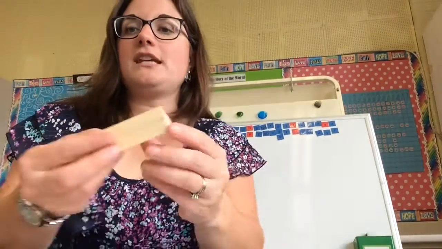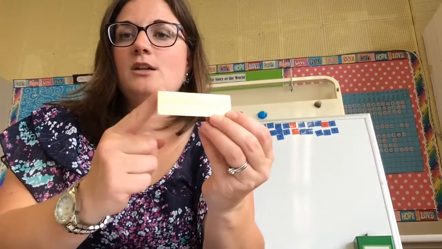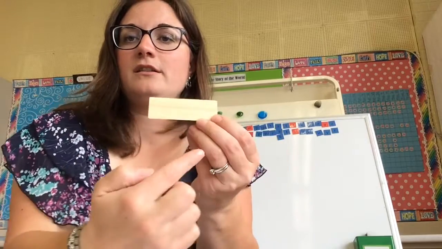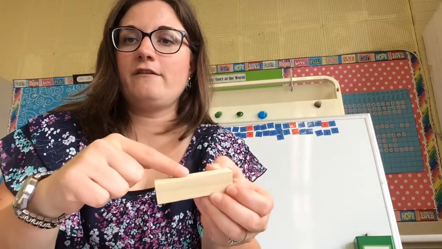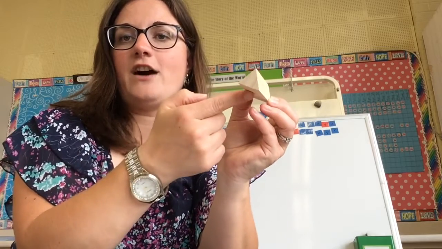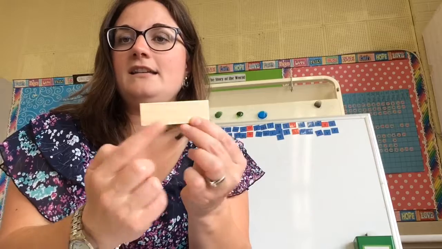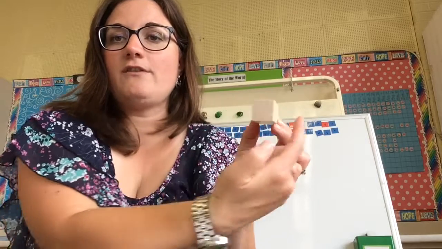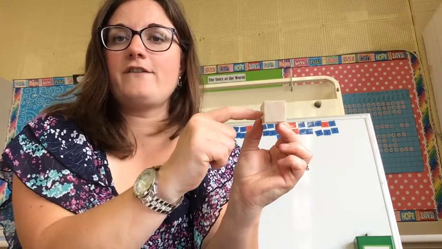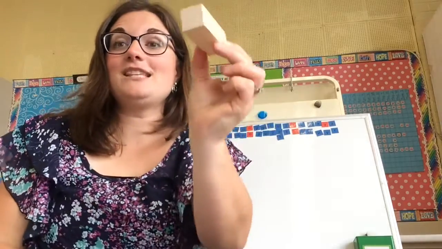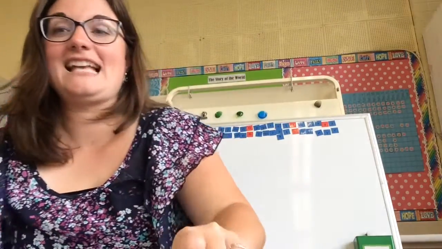Well, let's go through. Here's our triangle, our prism. We'd have 1, 2, 3, 4, 5. So this has 5. Let's go through our box. We have 1, 2, and then we've got 3, 4, 5, 6. So this would be our box that has 6 flat faces. Let's do the next one.